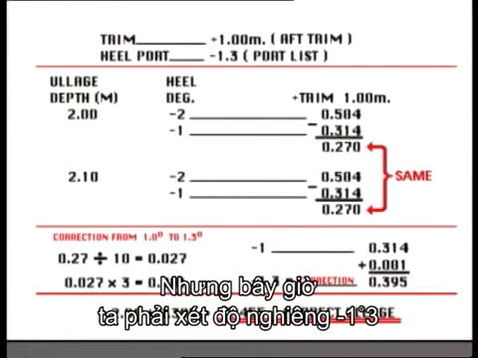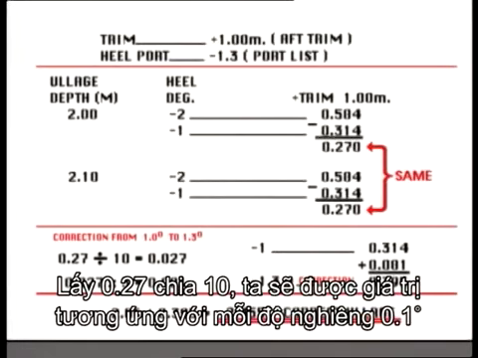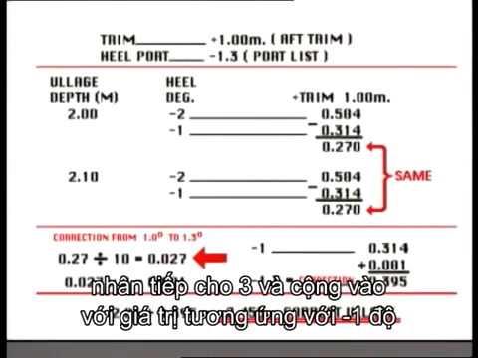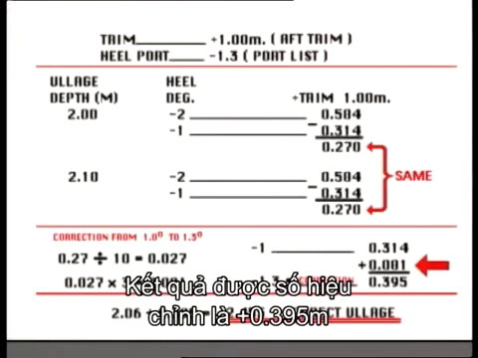But now we must allow for the heel of negative 1.3 degrees. Divide 0.27 by 10, and you will get the value of every 1/10th degree of heel. Multiply by 3, and add to the negative 1 degree trim factor. The result is a positive correction of 0.395 metres.